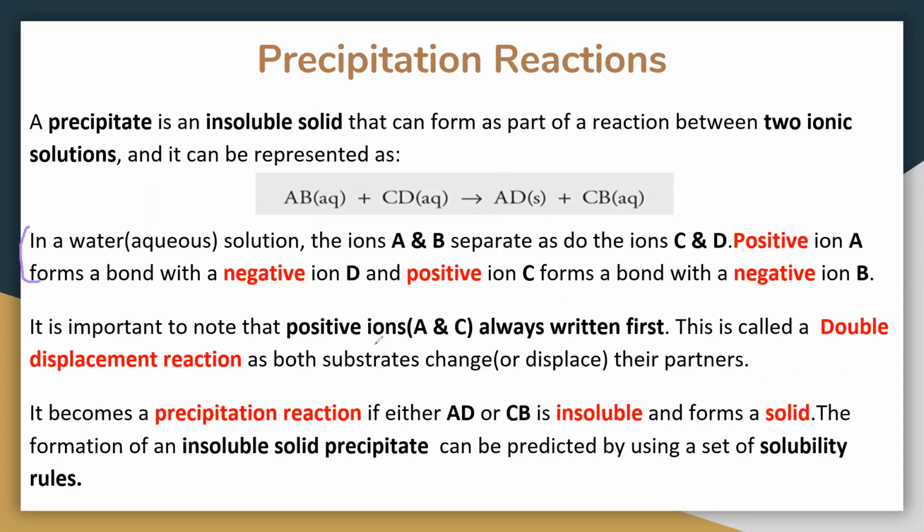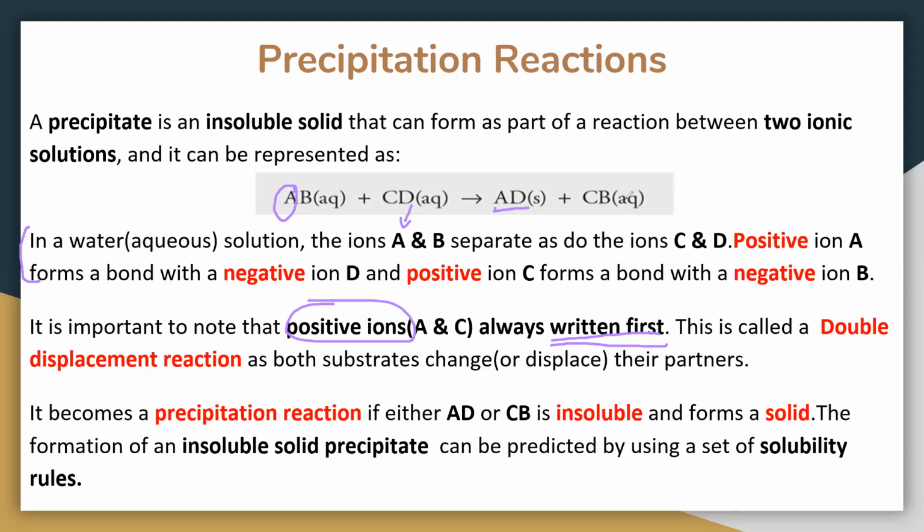So the positive ions, which are A and C, are always written first. What that means is that if your symbol is AD, it's hard to explain this without an actual example, but let's say that D was chloride and A was potassium here. You'd have to write potassium chloride. You can't just write chloride potassium because the positive ion, or the cation, has to be written first. That's just one of the rules of writing chemical equations.